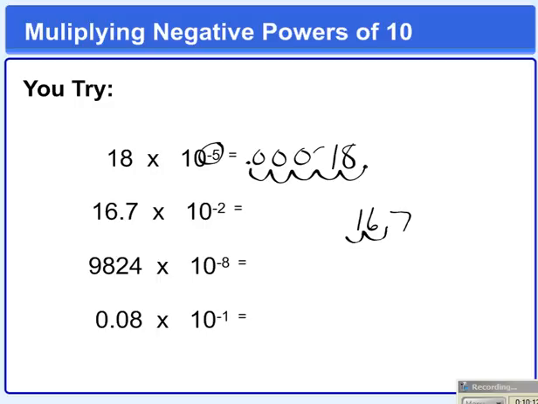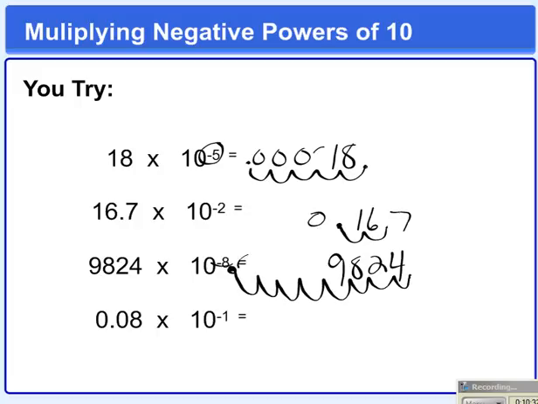This one I have 16.7 times 10 to the negative second power. Move my decimal 2 places. And on this one, my place is right before that one, so I don't need to add any zeros before it. I have 9,824, and my decimal would be there. I'm doing 10 to the negative 8th power, so I'm going to go back 1, 2, 3, 4, 5, 6, 7, 8. Put my decimal in, put my zero placeholders in.